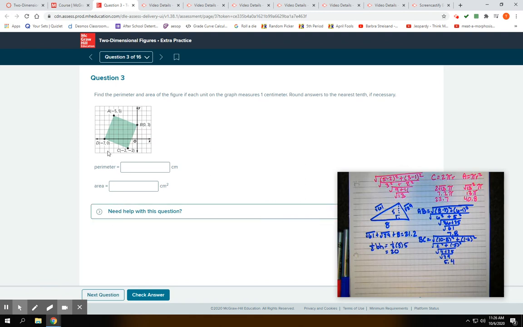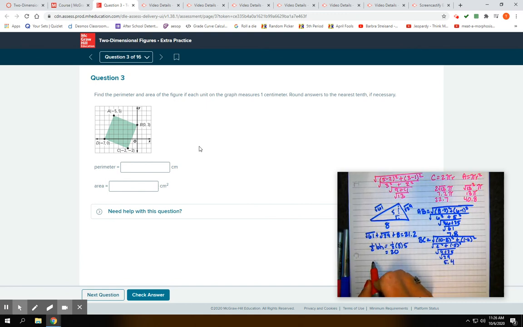All right, this looks like another square. Can't be 100% sure, so I'm going to have to find the length of 2 of the sides to fully determine if it is a square or not. So I'm going to do the distance from A to B and the distance from B to C. And if they are the same, then we know we've got like a square thing going, and we can do the perimeter and the area really quickly.